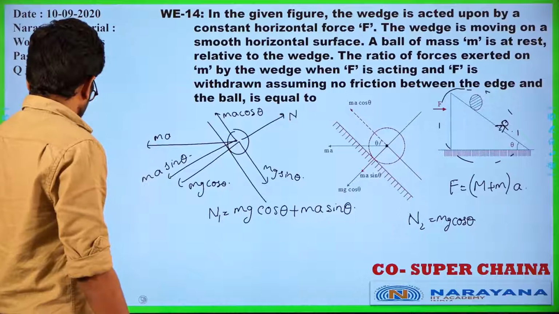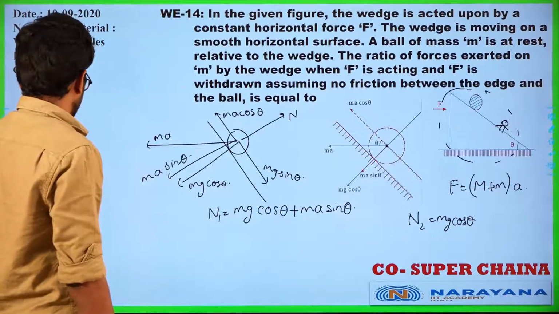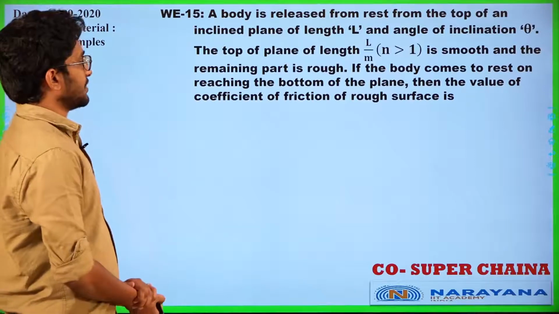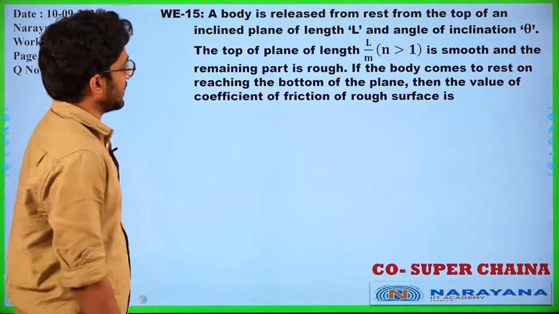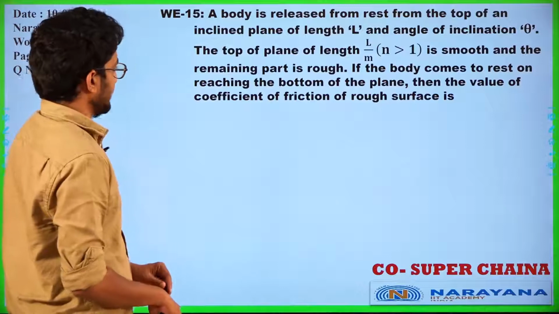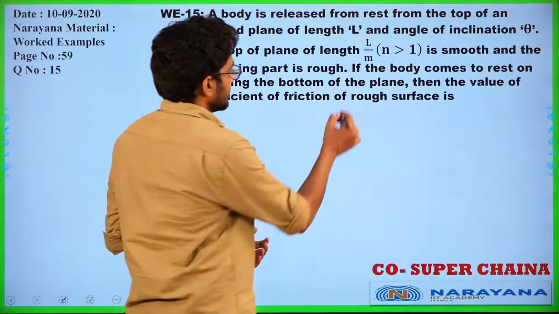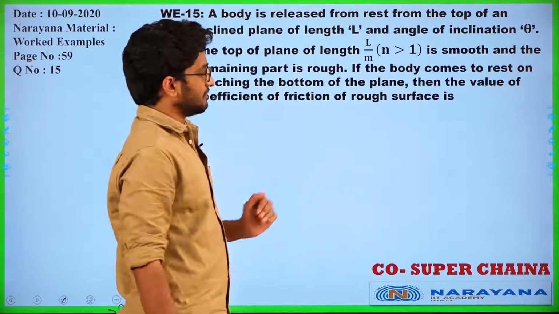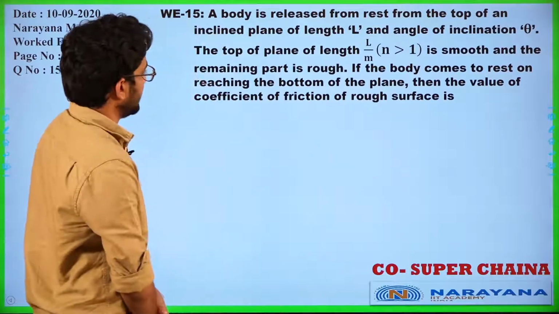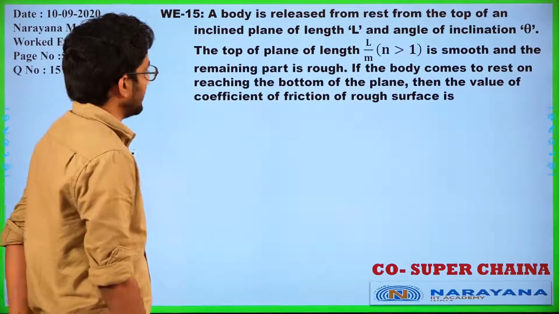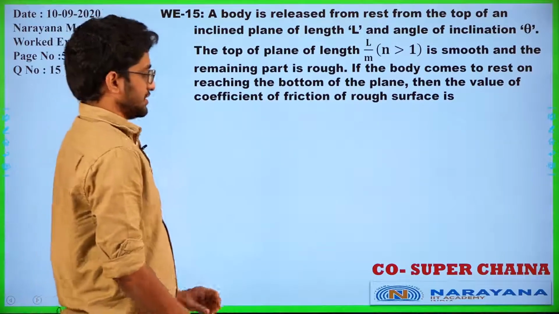Next, moving to the next question. A body is released from rest from the top of an inclined plane of length L and angle of inclination theta. The top part of the plane of length L by n, n greater than 1, is smooth and the remaining part is rough. If the body comes to rest on reaching the bottom of the plane, the value of the coefficient of friction is?